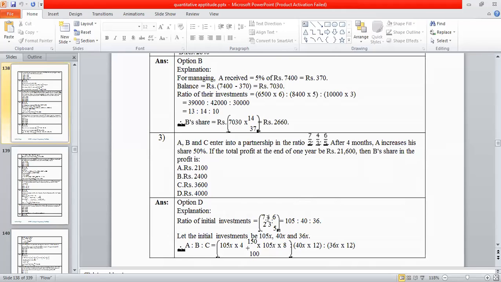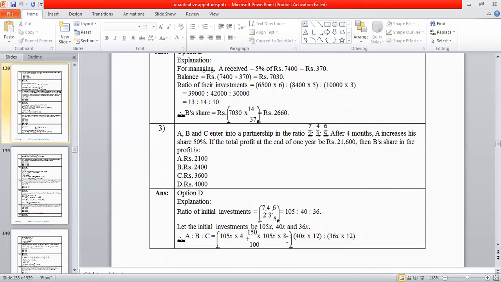105x, 40x and 36x. 7/2 is to 4/3 is to 6/5. What did we do with this? The ratio of the investments. So that is 105 is to 40 is to 36. So let us consider that the initial investment is 105x, 40x and 36x.